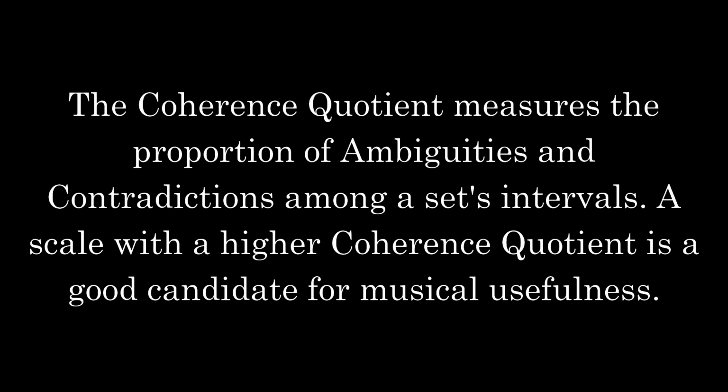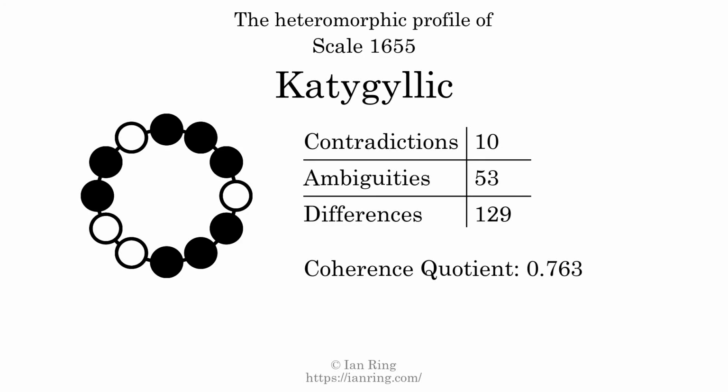The coherence quotient measures the proportion of ambiguities and contradictions among a set's intervals. A scale with a higher coherence quotient is a good candidate for musical usefulness. The coherence quotient is 0.763.